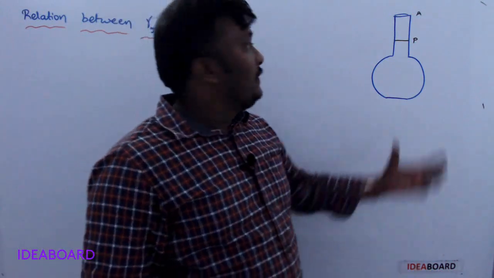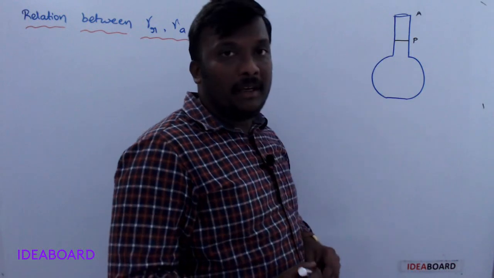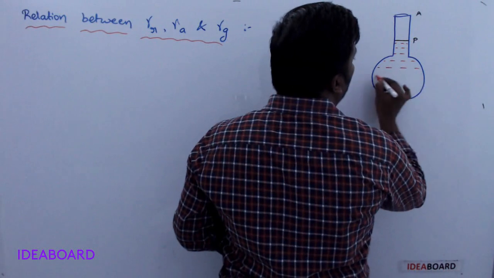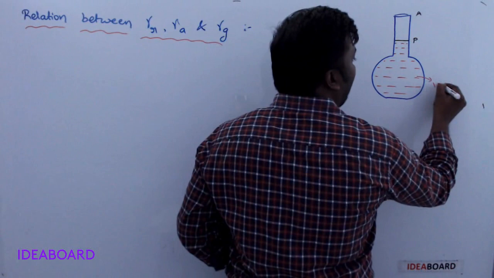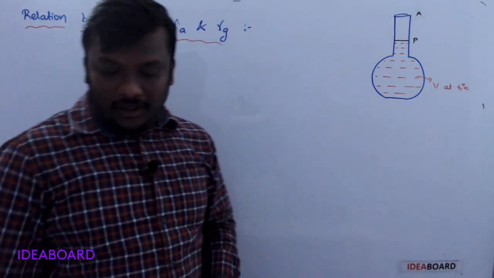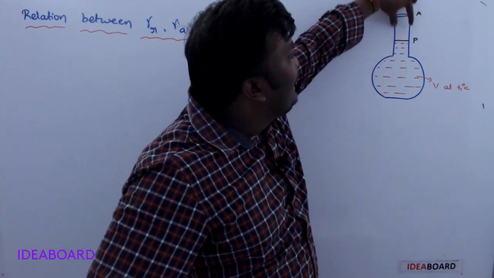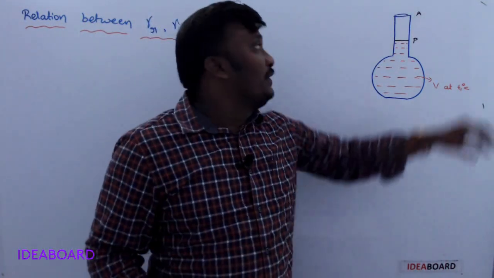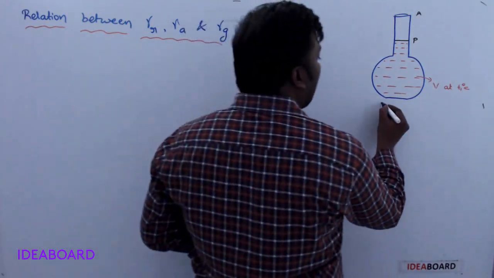So we would like to know the relation between these three. To get the relation, we consider a vessel with a mark up to point P. Up to that, you fill it with liquid. The volume of liquid is V at T1 degree Celsius. Here A is the area of cross section of this neck. On rising temperature, we assume that A doesn't change. Clear?